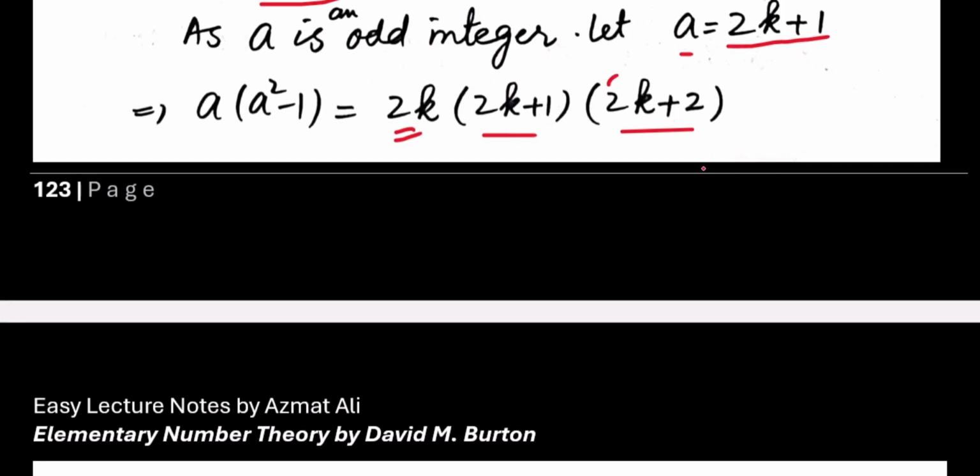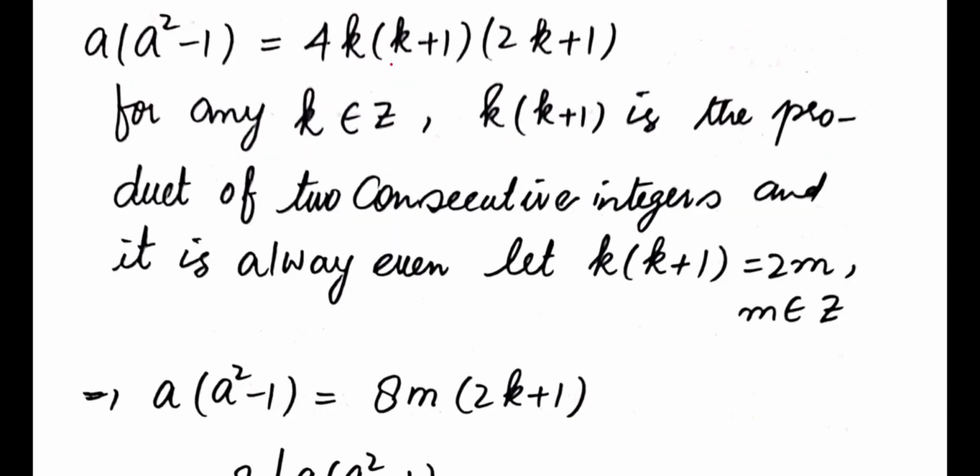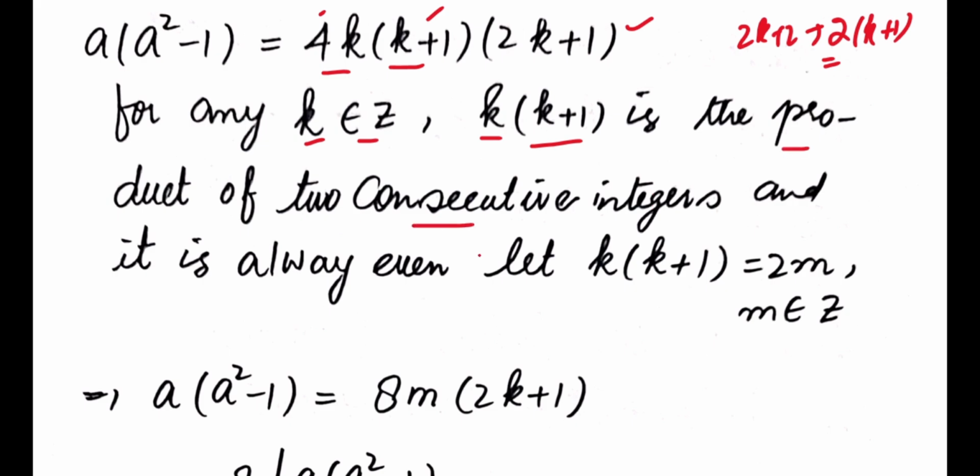Secondly, taking common 2 from this bracket and multiplying that 2 with the other, this becomes 4k into k plus 1 into 2k plus 1. The factor 2k plus 2 becomes 2 into k plus 1. This is my k plus 1 and this 2 is multiplied by 2k. Now you can notice that for any integer k, k and k plus 1 are always two consecutive integers. And we know the product of two consecutive integers is always an even number.